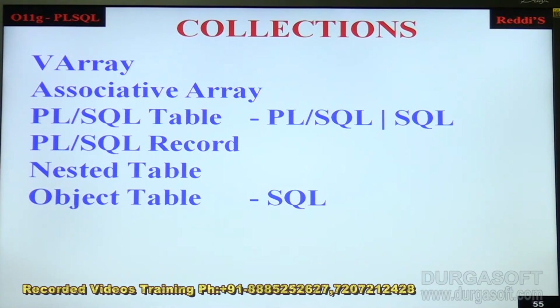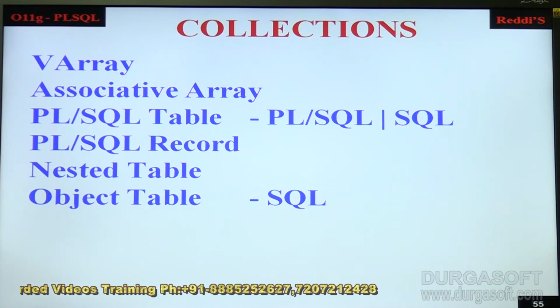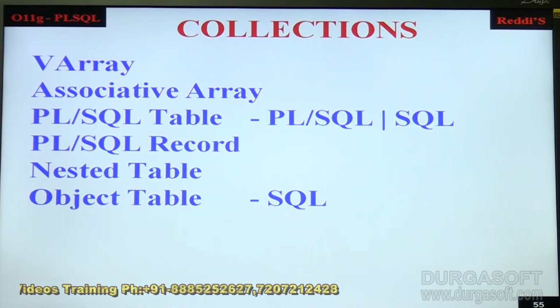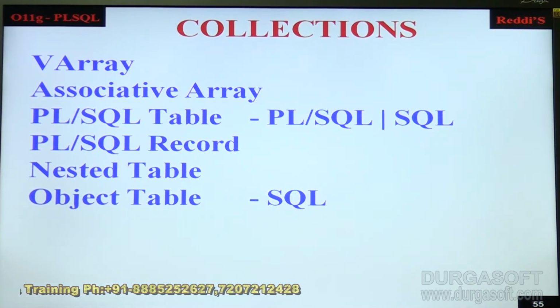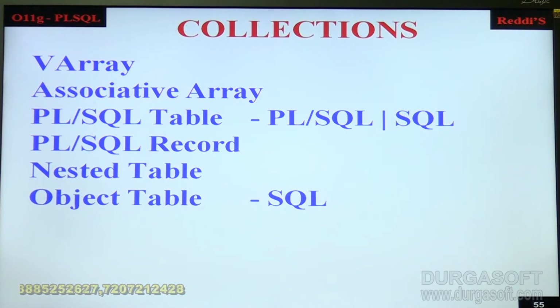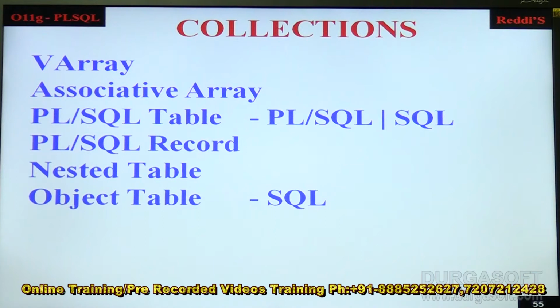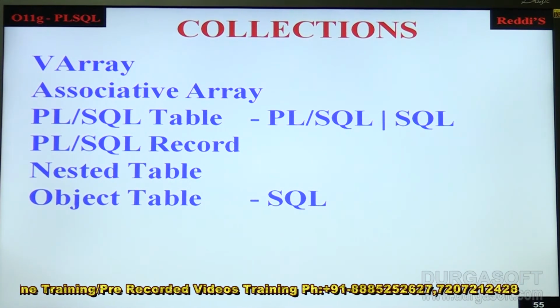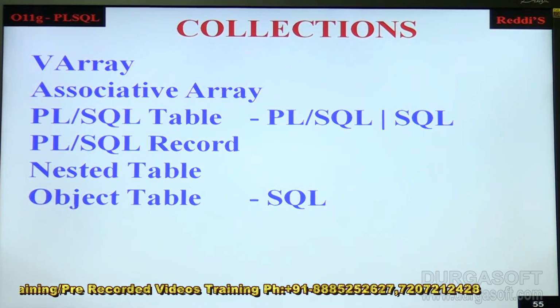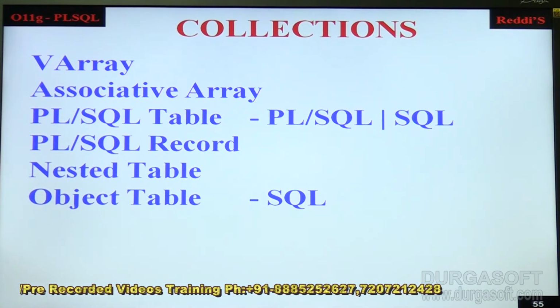VArray, which is varying array, was available in older versions of Oracle. To continue the backward compatibility, we still have VArray in our latest releases as well. Next, PLSQL table and PLSQL record. These are the two new collections which they have added in version 8 by replacing the VArray.